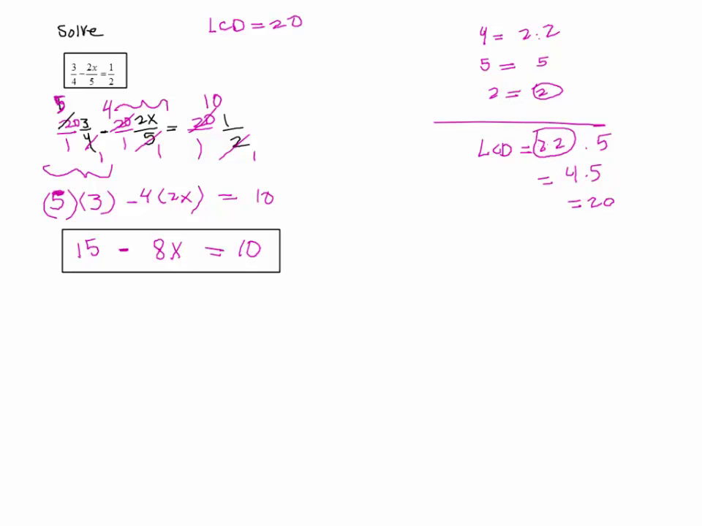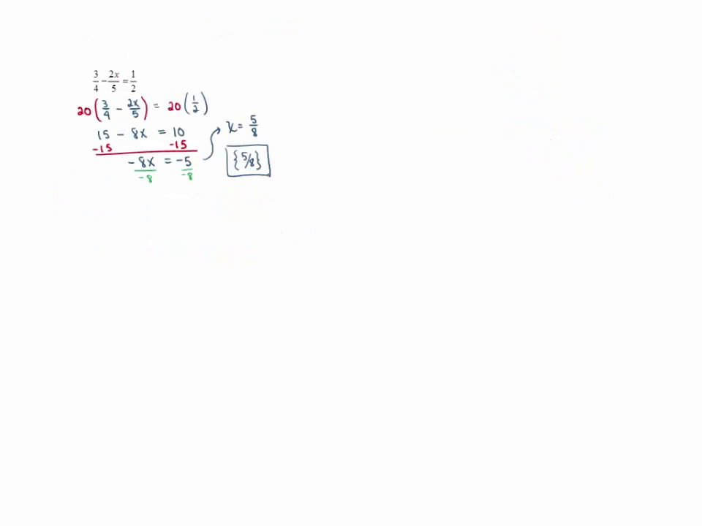Once you find the LCD, you multiply each term by that, and then you would eliminate the fraction. Then you can solve for x here. So let's take a look at the solution. Multiply each term by the LCD. We get a linear equation.